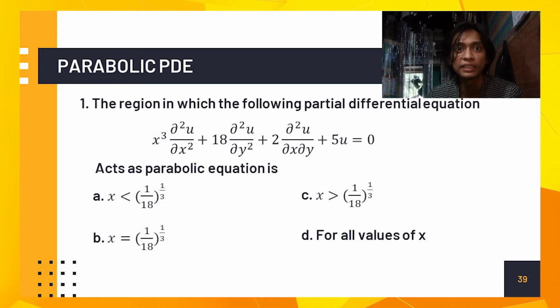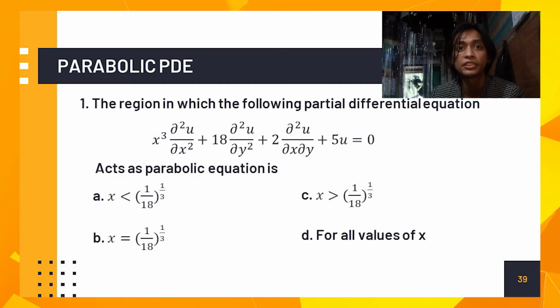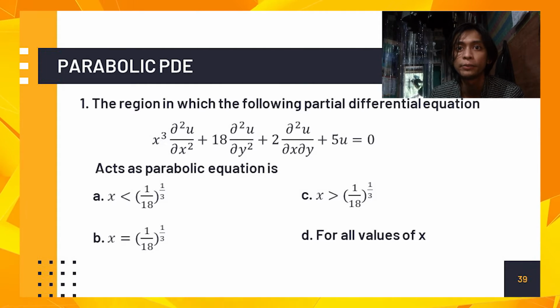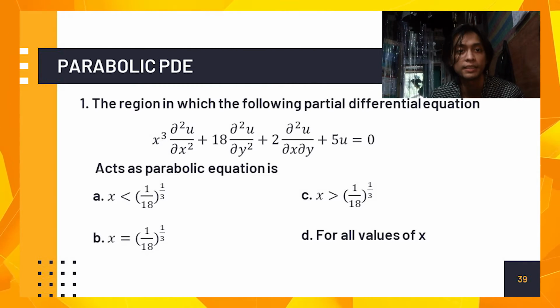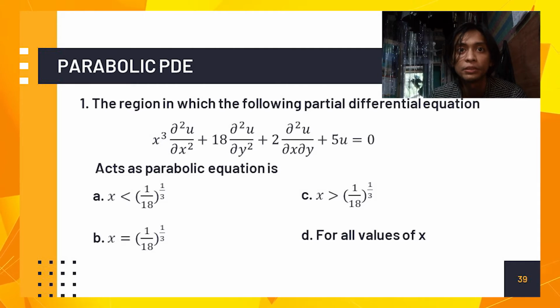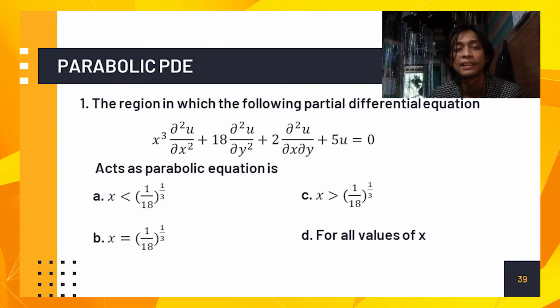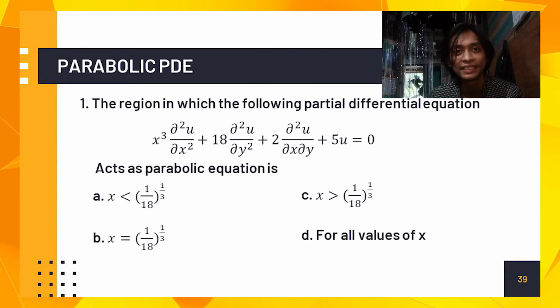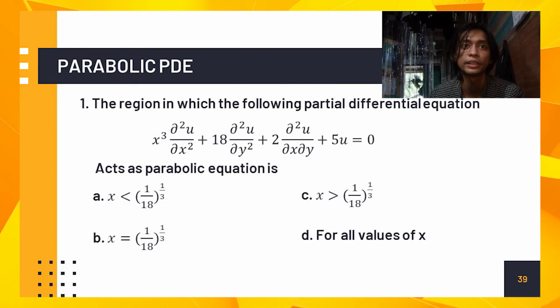This equation acts as a parabolic equation when A, x is less than 1/18 raised to 1/3, B, x is equal to 1/18 raised to 1/3, C, x is greater than 1/18 raised to 1/3, or D, for all values of x. Now, among all of these choices, which is correct? Try to solve it. The correct answer is B. We will show you how we solve for it.